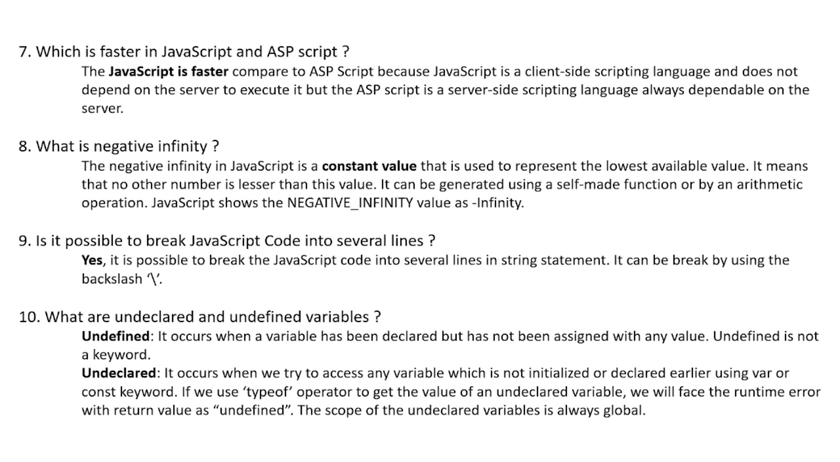Question 8. What is negative infinity? Answer. Negative infinity in JavaScript is a constant value that is used to represent the lowest available value. It means that no other number is lesser than this value. It can be generated using a self-made function or by an arithmetic operation. JavaScript shows the NEGATIVE_INFINITY value as -Infinity.